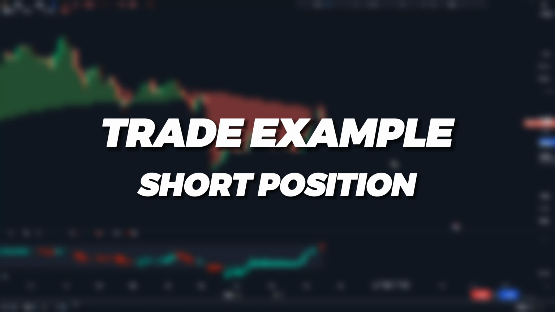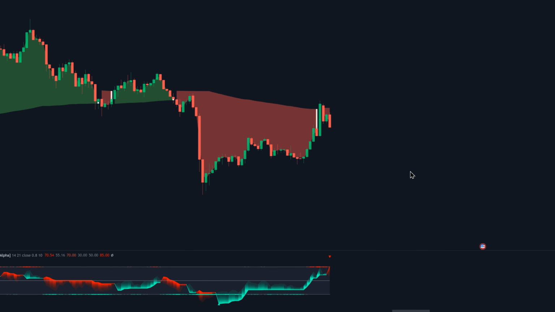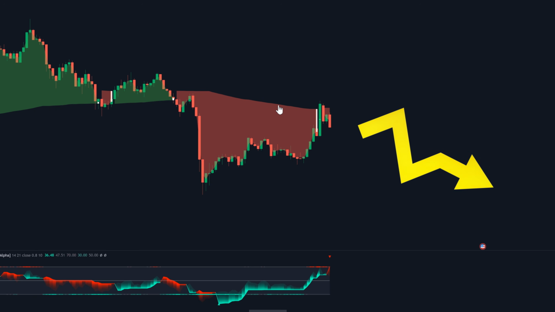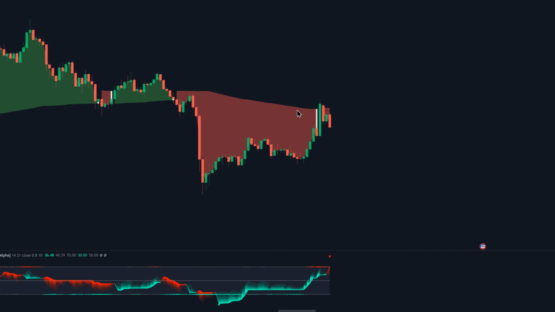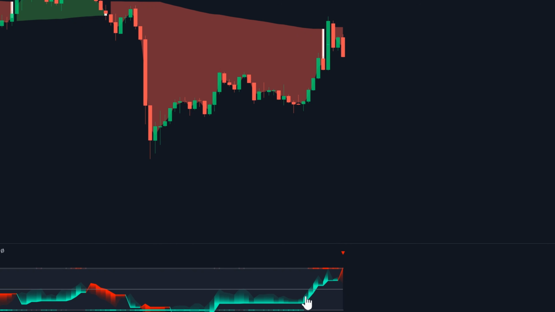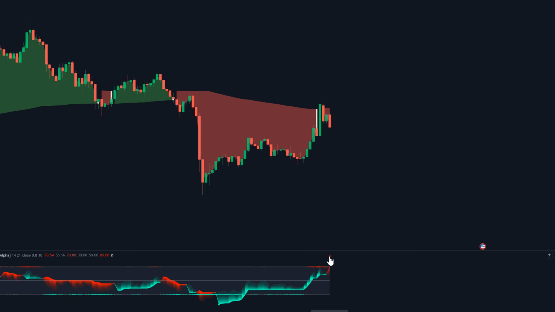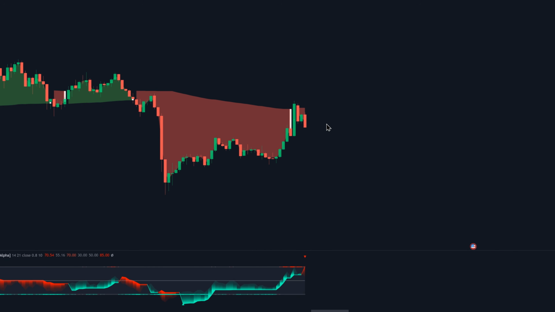For a short position, we just do the opposite of what we did for the long positions. We make sure that the market is in a bearish trend. That is going to be confirmed by a red trend cloud from the SuperTrended moving average. And then within this bearish trend, we look for a market pullback. A pullback is going to be confirmed when this SuperTrended oscillator goes above the overbought level and a sell signal like this one is printed. This signal indicates that after this pullback, the price may continue going downwards.